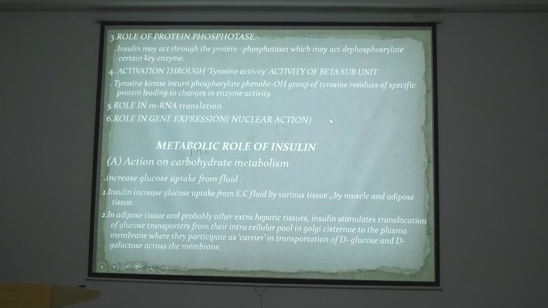Now, the role of gene expression. Now you understand what the effect of insulin on overall metabolism is.